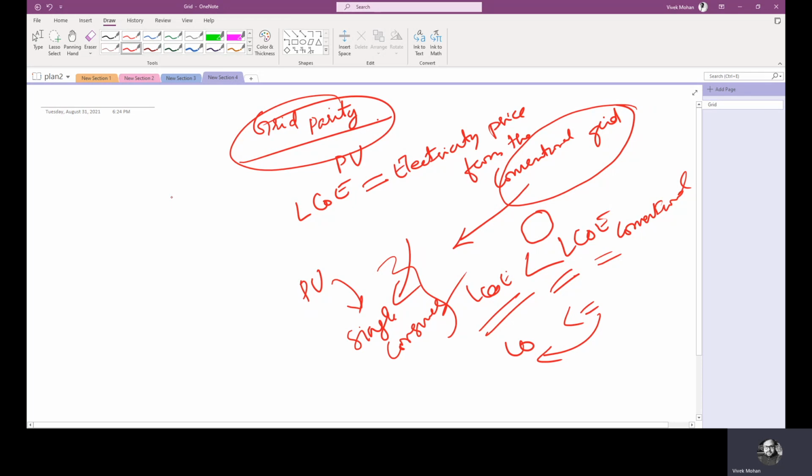Insights to grid parity. So that's all from PV system economics side. Now we'll move on to generation investment planning in the next lecture. Thank you.